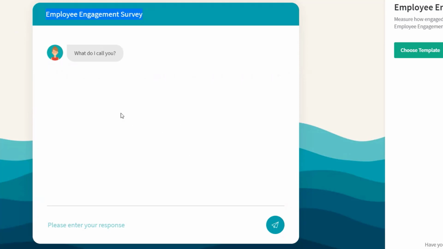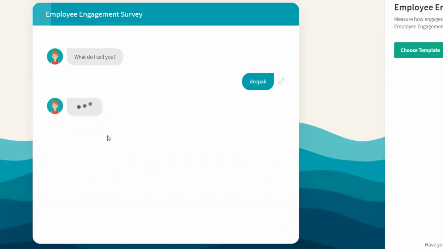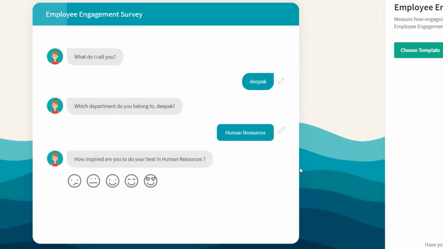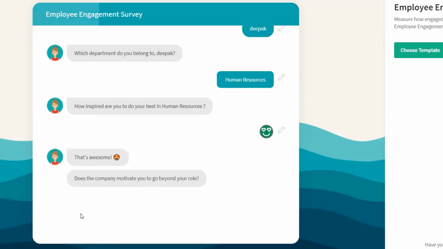First, let's see what we have inside the Survey Sparrow employee engagement survey. Here, it asks, what do I call you? So we have to enter our name. Let's say Deepak. Then click on this, and it will ask the next question. In which department are you working, or which department do you belong to? Let's say human resource. How inspired are you to do your best in human resource? Let's say this one.